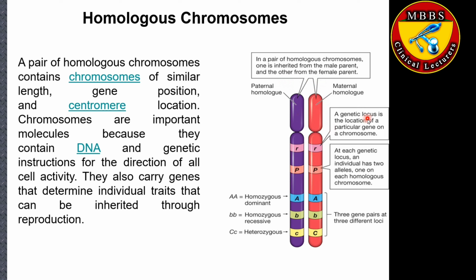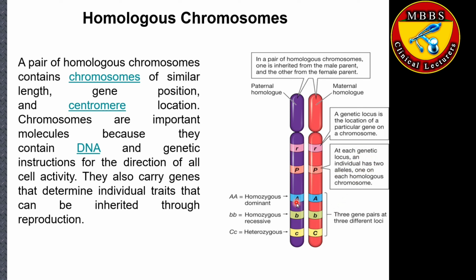As I told you, what is the locus? It is the location of a particular gene. This is one gene. This is the other gene. They are indicating different phenotypes, right? And at each genetic locus, an individual has two alleles. This is one allele and this is the other allele.